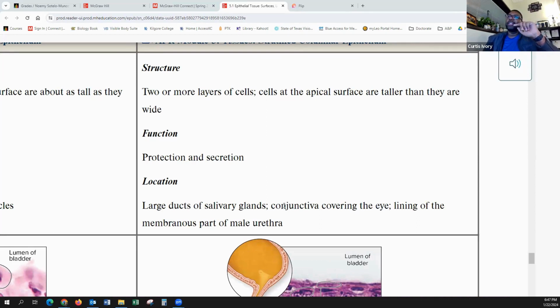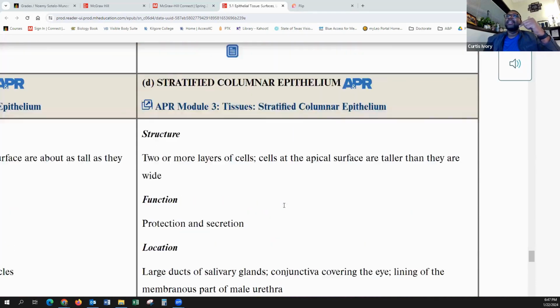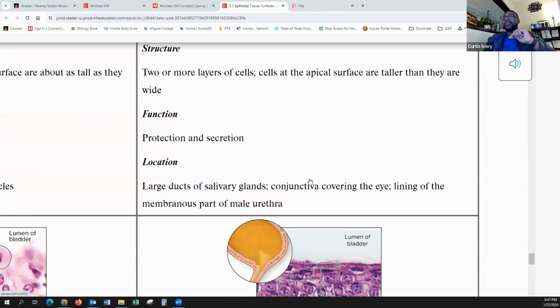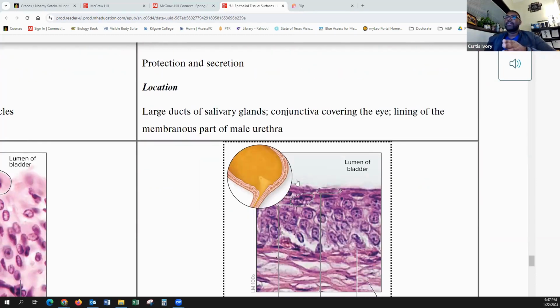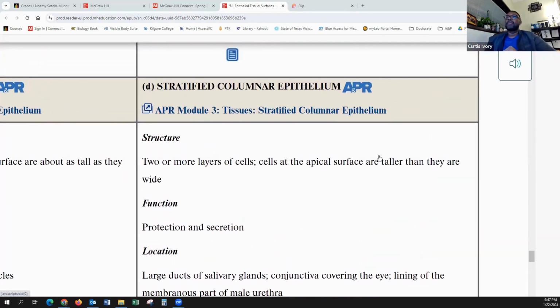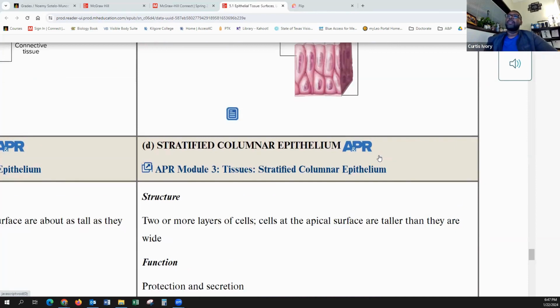Also conjunctiva that cover your eyes, so the inside of your eyelids. If you look at the inside of your eyelids, that pink that you're seeing is actually these. You're actually seeing a bunch of these put together. And it's also the lining of the male urethra, the part that we actually urinate out of. That's why they're showing you a bladder picture here. On the inside of the urethra, that is also where you will find some stratified columnar epithelium.